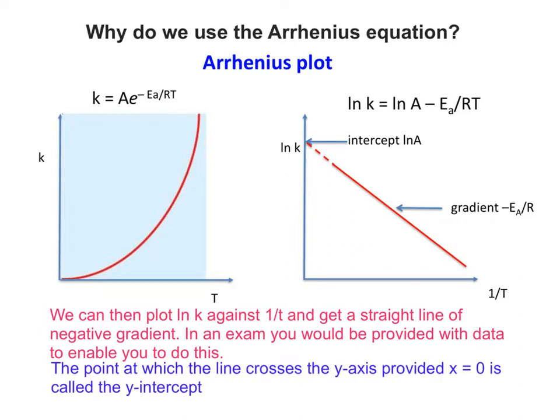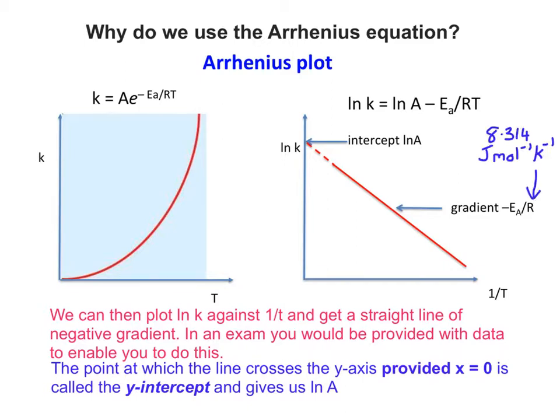So the point at which the line crosses the y-axis, provided at this point x is also 0, is called the y-intercept. It also gives us the natural log of A. Now you may notice that the gradient is actually minus Ea over R, which is provided in your data sheet as the gas constant, and it has that particular value. So if we now have the gradient as minus Ea over R, we can actually work out what the activation energy actually is in joules per mole.